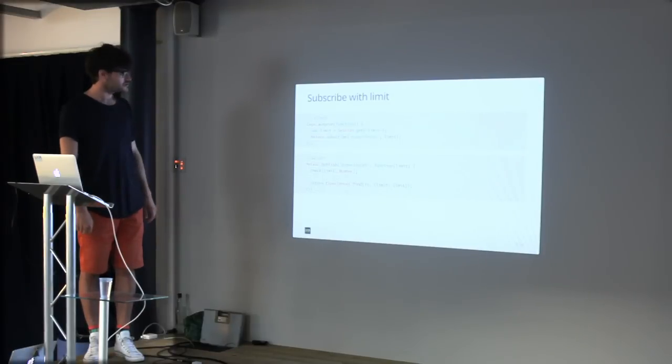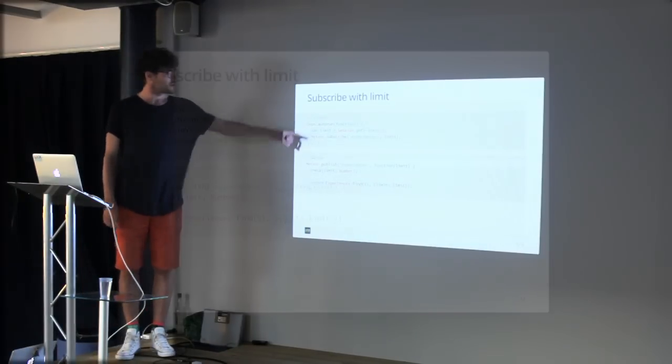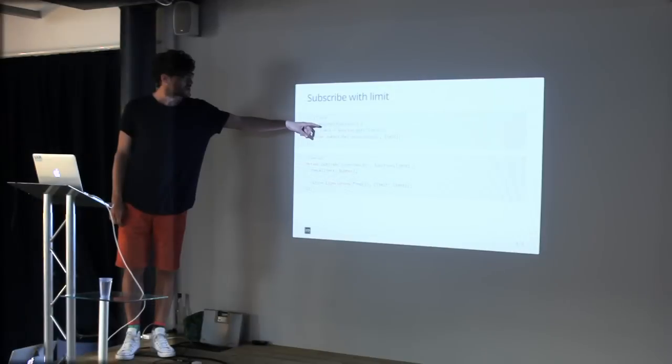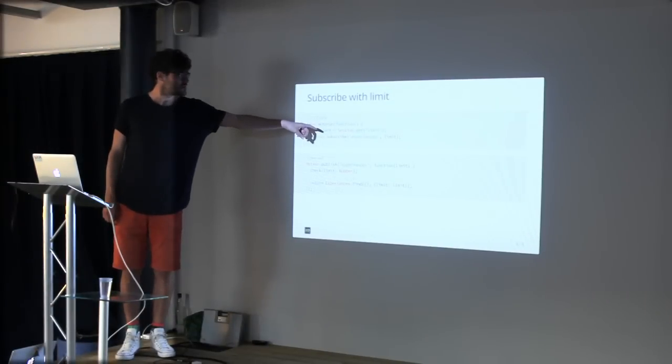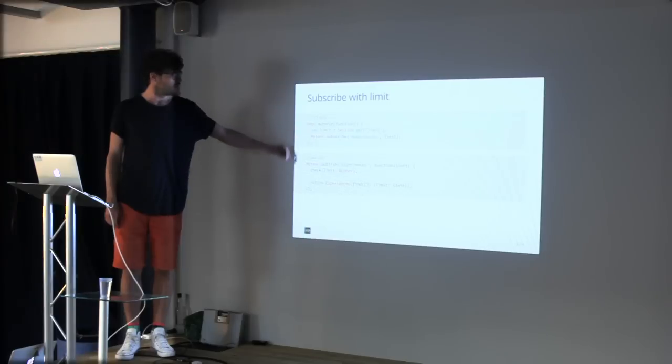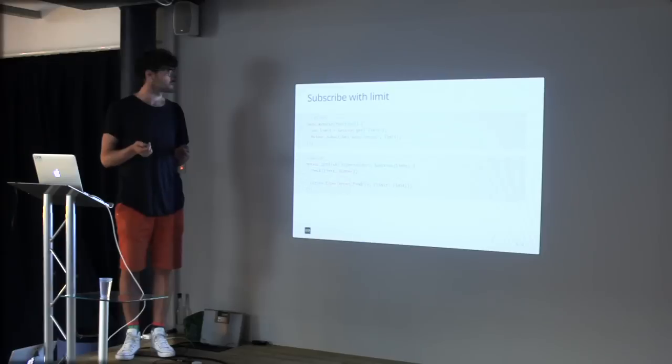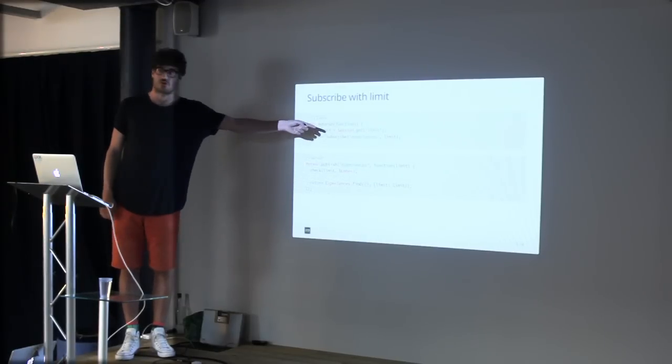Yeah, perfect. So what we do is that we have a session variable that stores a limit, and that's the limit of the amount of experiences that we subscribe to. And also we have a publication that publishes as many experiences as the client requests. The nice thing with Meteor here is you can wrap things in this auto-run function. And if there's a session value in here, and that gets changed, this whole code block will rerun. So we can let our templates decide how many experiences we want to subscribe to. And when the template decides, hey, it's time to change the limit, this code will rerun, and we will subscribe to more experiences.